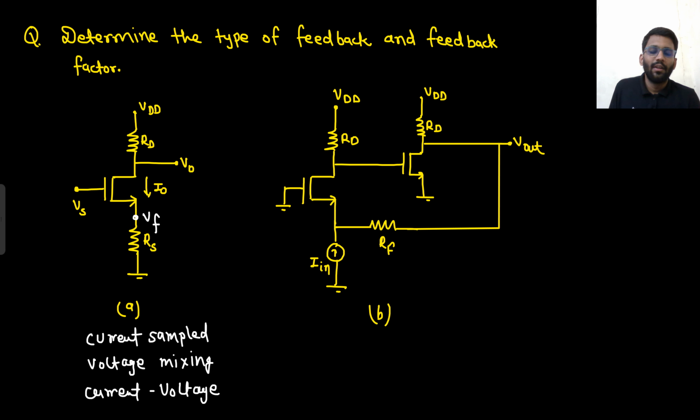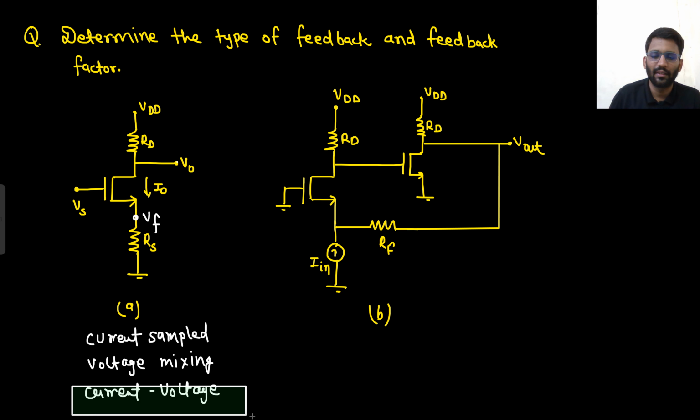What about voltage sampling? For sampling, you need to see the voltage. If I short circuit this output voltage, what will happen? Still there will be some I out current, because even if this is shorted, there is some finite VGS and there will be some current. So even if you put your V0 to short circuit, still there will be some feedback. So no issue about that. Voltage sampling is not there. If voltage sampling is not there, that means it is certainly current sampling. So current sampling and voltage mixing. So it is the current-voltage feedback topology.